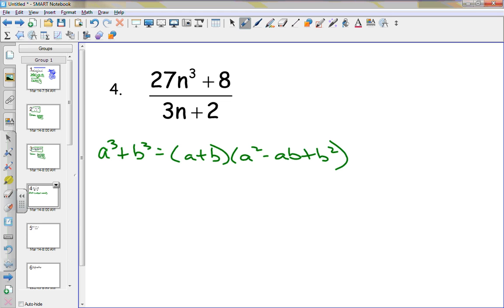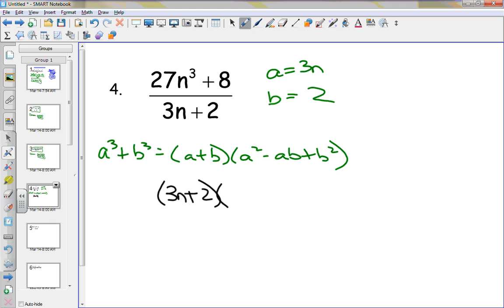What number multiplied by itself 3 times is 27? 3. What letter multiplied by itself 3 times is n cubed? N. So a is going to be 3n in the formula, and b is going to be 2. So I'm going to use my formula here, and I'm going to have a plus b. Well, what's a plus b? 3n plus 2. A squared? Very carefully in your head, think about it. A squared. 3n squared.